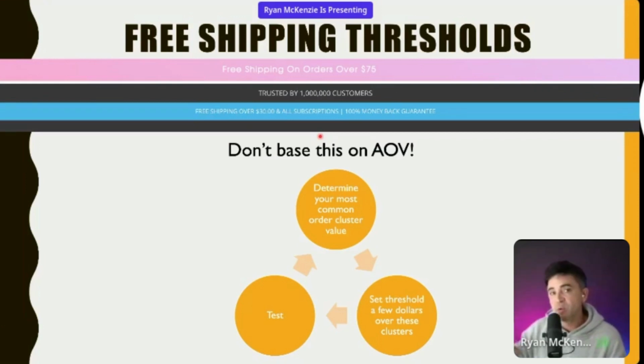And then we would evaluate whether or not that is driving incremental AOV at a higher revenue per session. And if it does, then we'll try pushing that up like $1 or $2 and see how far we can take it before we get diminishing returns.